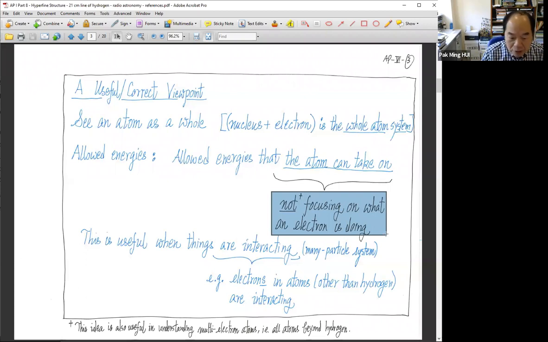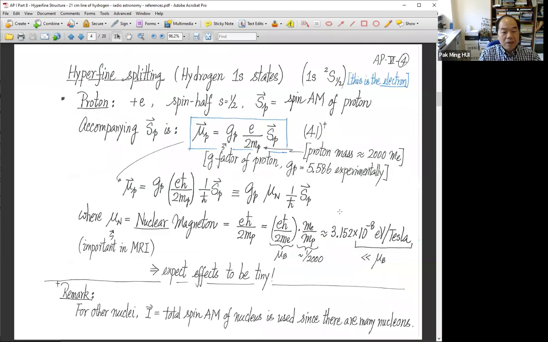Okay. So here, I would like you to take in one idea. We are asking about now, we have a proton and an electron as one system. What are the allowed energies? Okay. So now let's do something very simple. Let's take in an experimental fact. The experimental fact is that the proton alone has charge plus e, spin half, okay? Therefore, it has its own spin angular momentum.